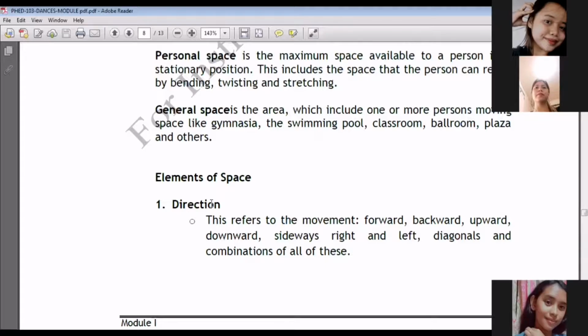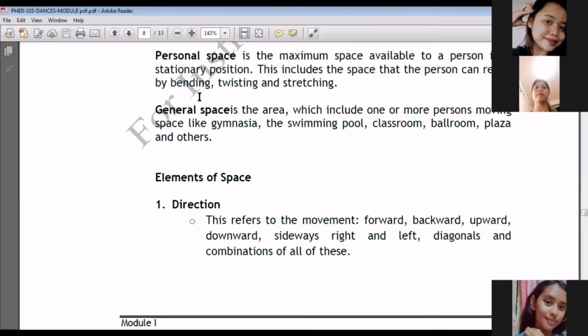Tama ka dun sa personal space. In general space is your area, the whole area. Your personal space is within the tips of your fingers. That's your own personal space. Your area around you that your tips of fingers is able to reach. That is your personal space.